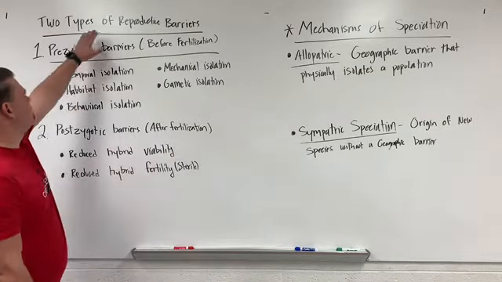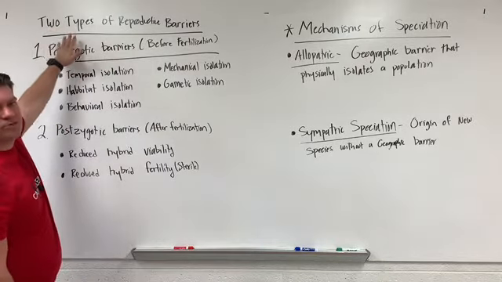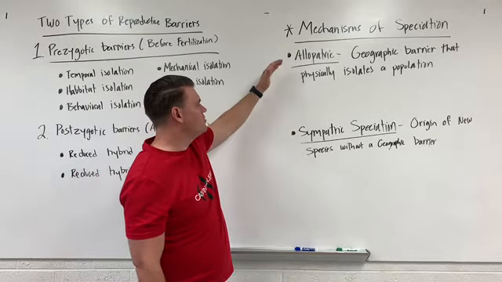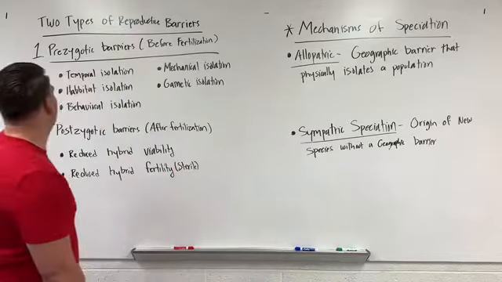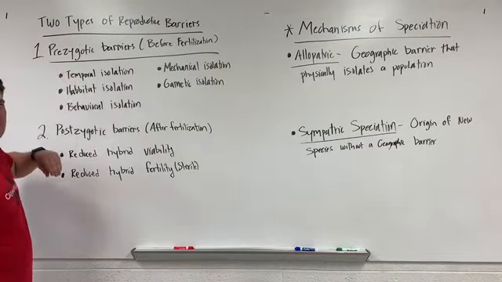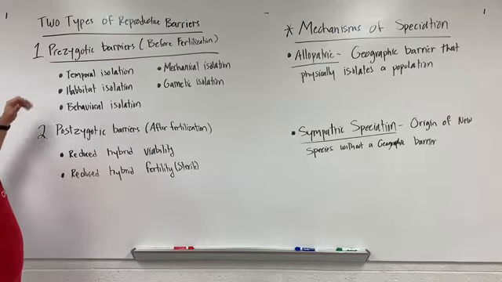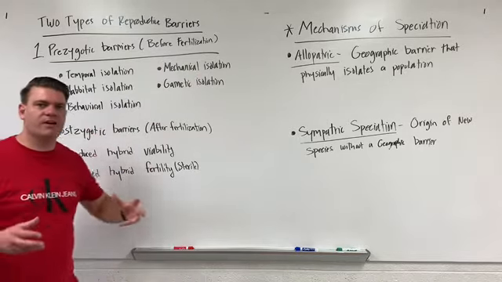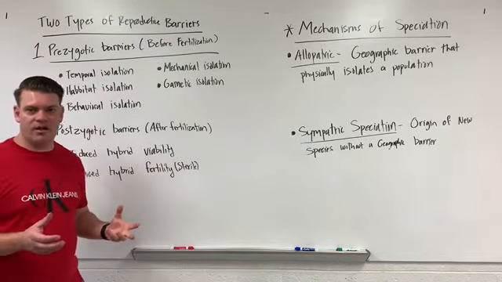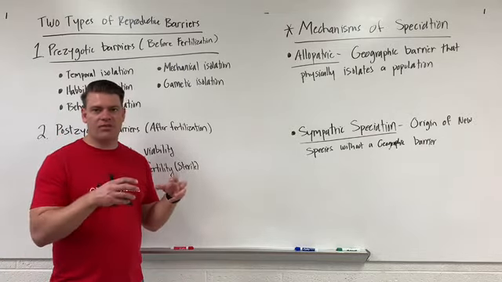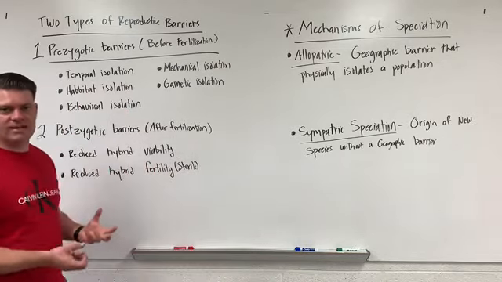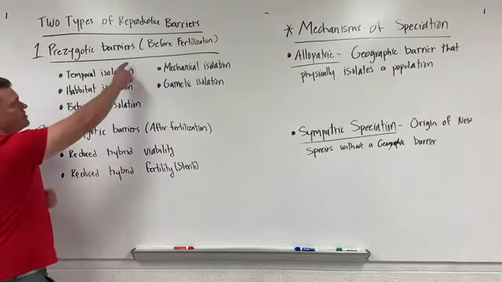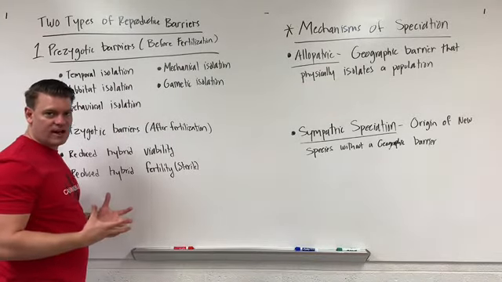The first one is reproductive barriers, and we actually have two types of reproductive barriers. And then we have our mechanisms of speciation, which have two types, allopatric and sympatric. First we're going to focus on the two types of reproductive barriers. Our first type is prezygotic barriers. This is before fertilization. In other words, this is stopping a male and a female of one species from allowing their gametes, their eggs and their sperm, to come together. When eggs and sperm come together, that's fertilization. So these are barriers before fertilization can even occur.